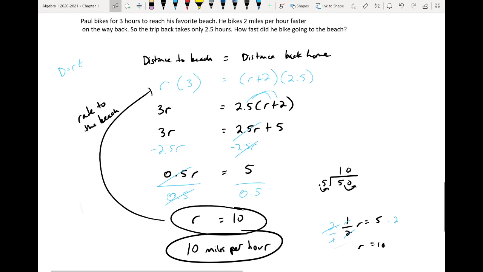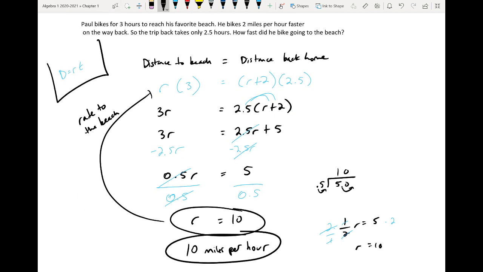Just remember again, the key here: distance is equal to rate times time. If our distances are the same, our distance to the place and our distance back, or our distance upstream and distance downstream, our distance up the mountain and distance down the mountain, they're going to be equal if I start in the same place and end where I began, like a commute.